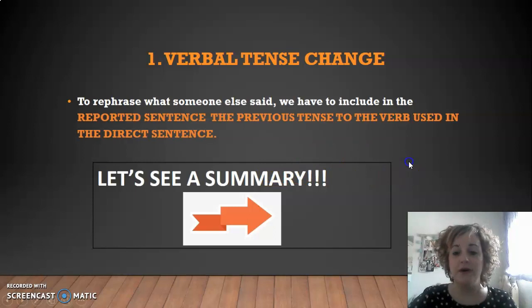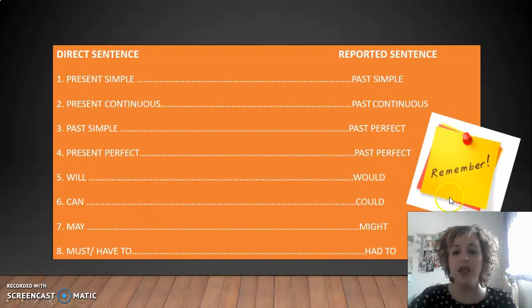We are going to see a summary which is very useful for you, and you can use this table as many times as you need, okay? For example, present simple is changed into past simple. So if we see that in the direct sentence we have a verb in present simple, we have to change it in the reported sentence into past simple. With present continuous, it is changed into past continuous. With past simple, it is changed into past perfect, which is the previous tense of past simple.